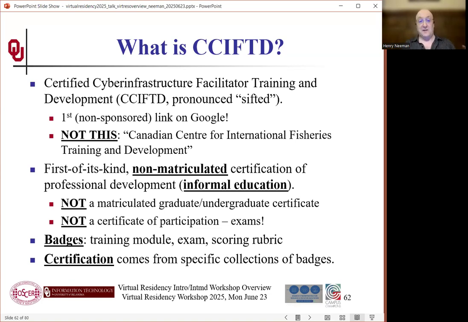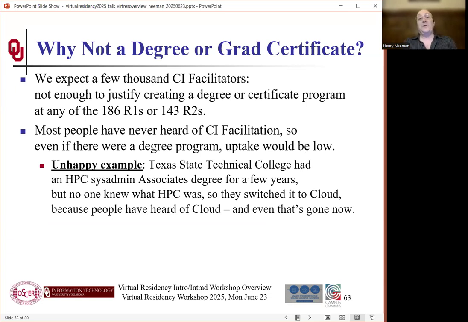Again, non-matriculated, informal education. It's not a certificate of participation. There are exams. So you earn a collection of badges, and then having specific collections of badges earns certification. So why aren't we doing degrees? Well, the problem is, and a couple of folks have put in the chat about degree programs in high performance computing, and those can certainly get you into the cyber infrastructure professions, but they are not cyber infrastructure professional training programs. They are programs about the topic of high performance computing or what have you. And that's incredibly important and valuable. But what we're trying to do is more specific than that.